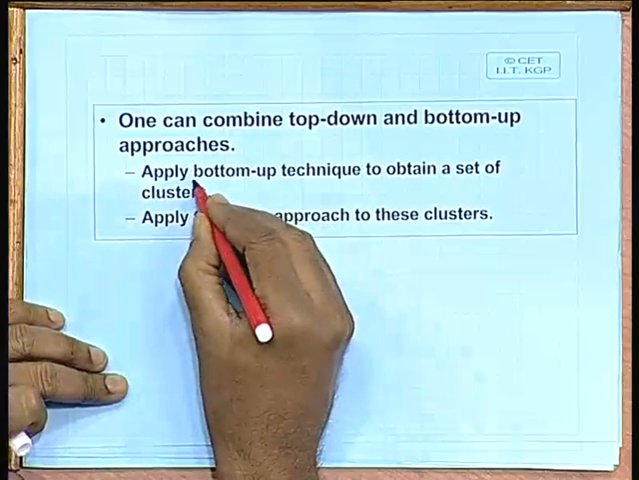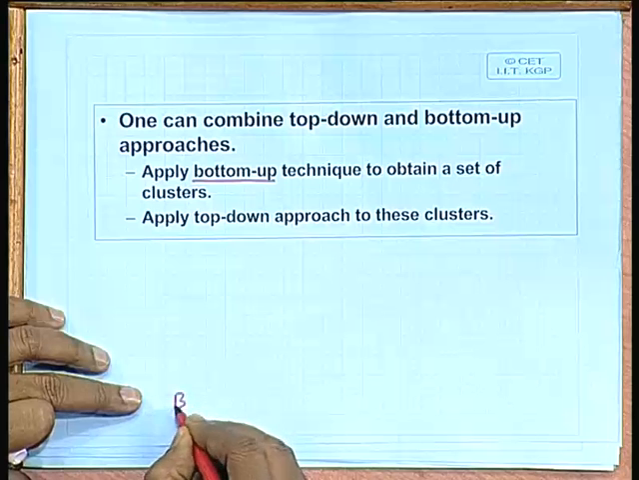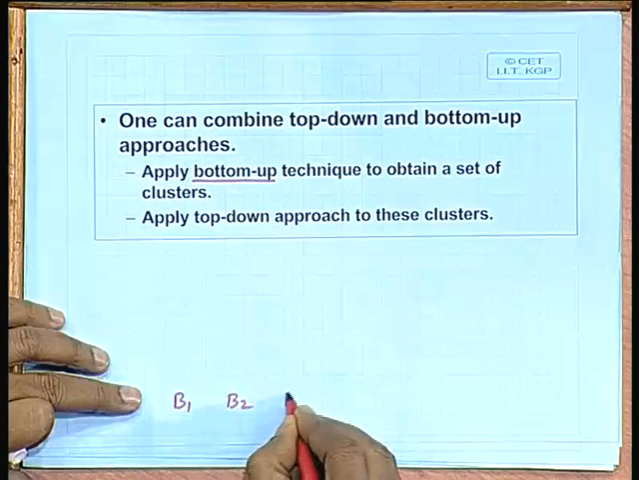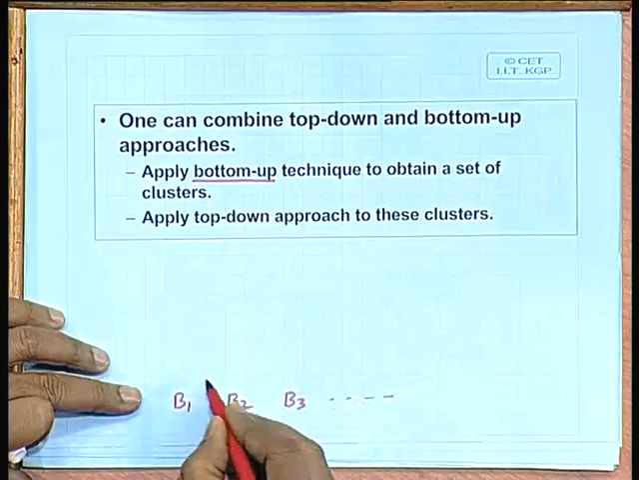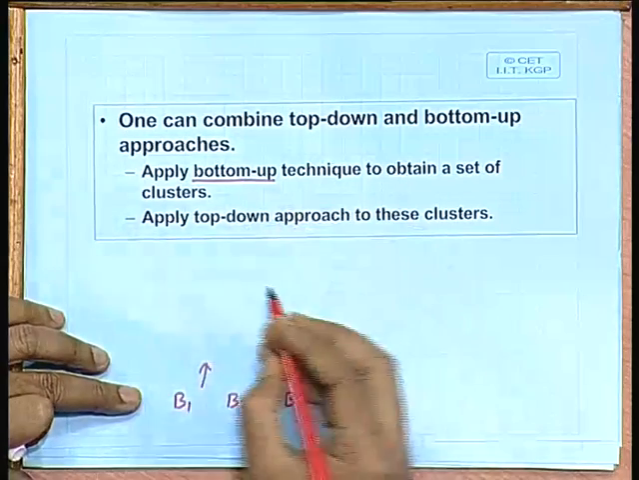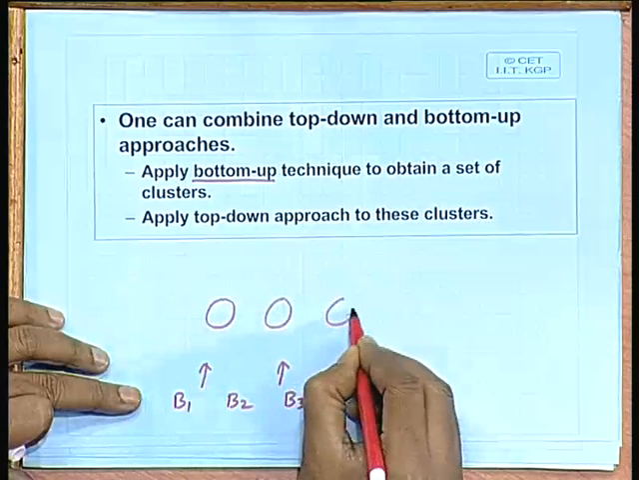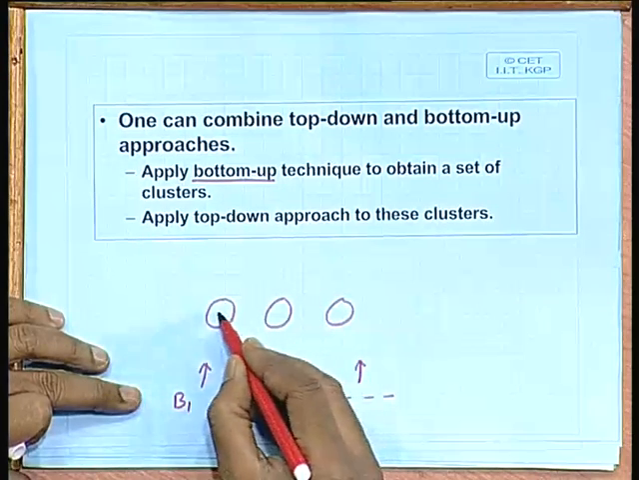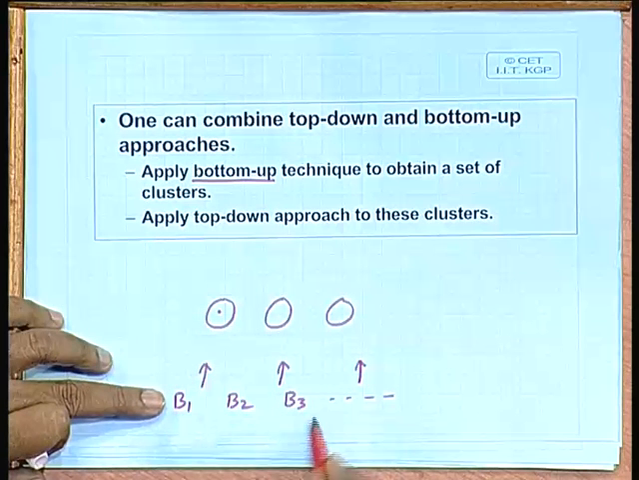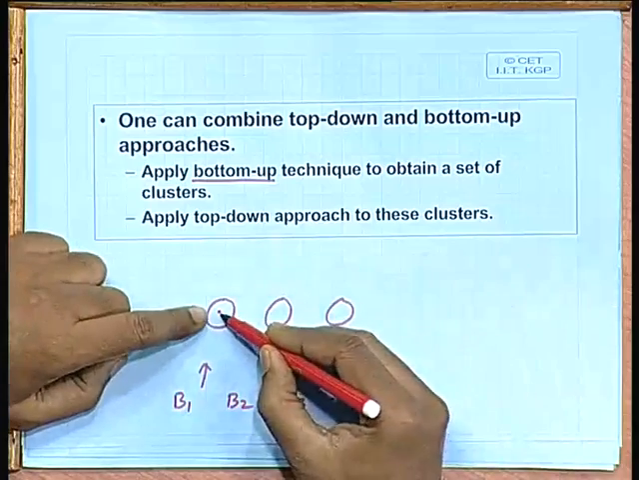See, you start with the bottom up approach. From the given blocks B1, B2, B3 at the lowest level, you go bottom up, and beyond a point you will get certain bigger clusters. Now these clusters will be just union of certain blocks. Now you take these clusters one at a time and again do a top down approach.